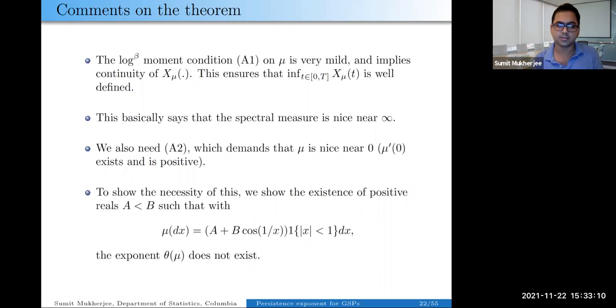Okay, so let's see. For this spectral measure, we can show that for some A and B the exponents do not exist. We claim that for no A and B the exponents exist, but that's something that we don't know at this point.